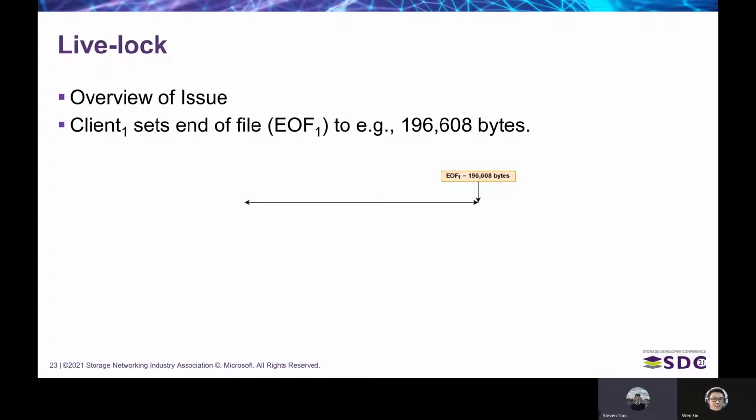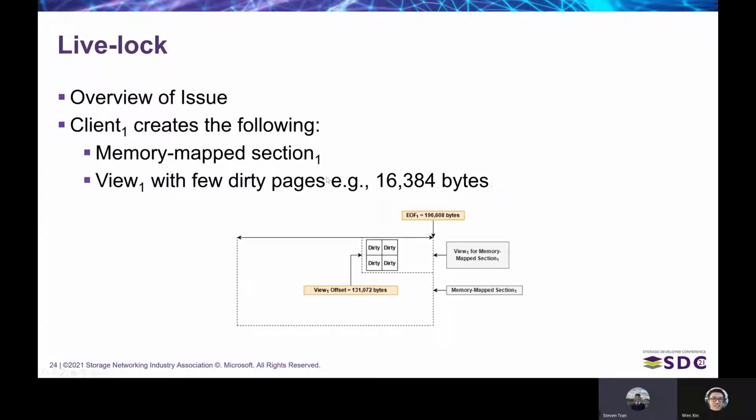So on the next slide, let's just assume the same client sets the end of file. Let's call this end of file 1, as we see in the diagram, to 196,608 bytes. So the next part is that the same client creates the memory map section. Let's call this the first memory map section, number 1. And we establish a view with some dirty pages, let's say 16 kibibytes.